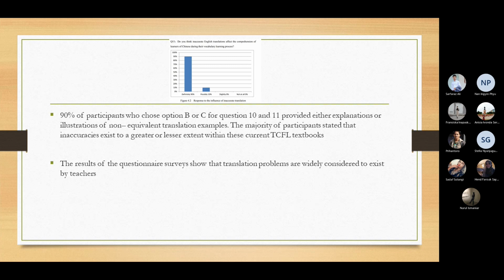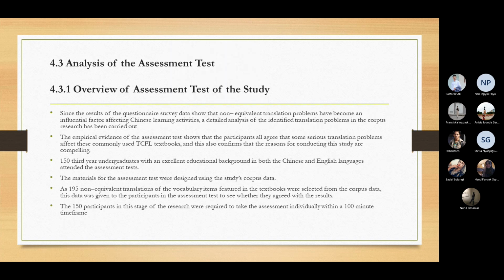So the result of the questionnaire surveys showed that translation problems are widely recognized by the teachers. So indeed, it has better effects, and one cannot deny that translation matters are clearly visible when we see the research.